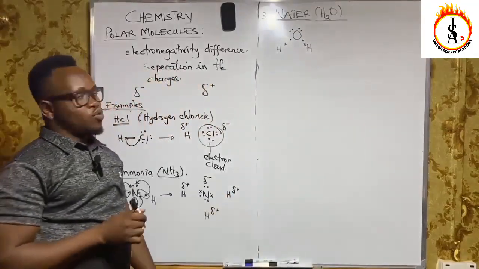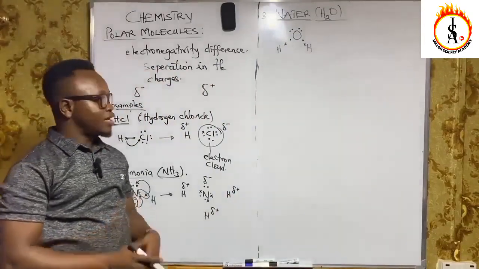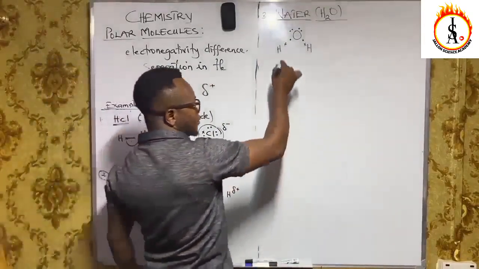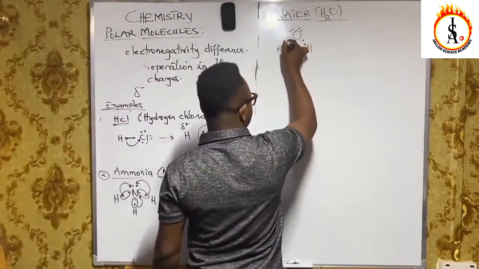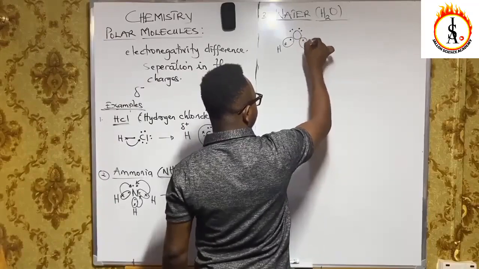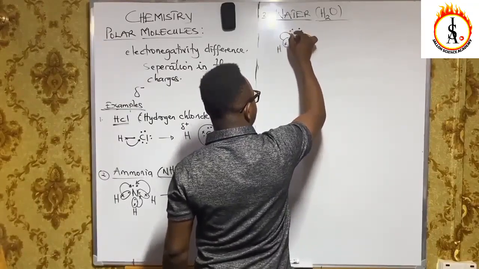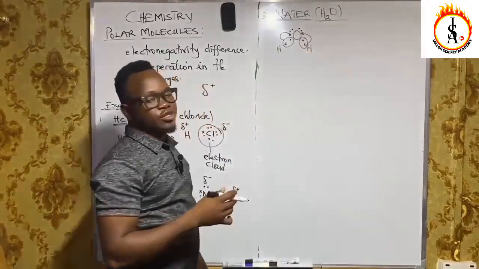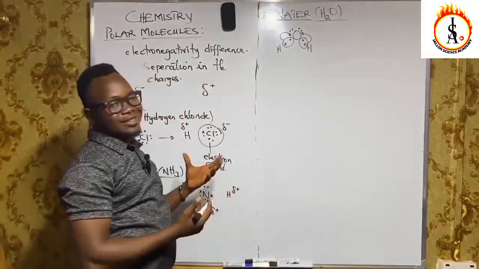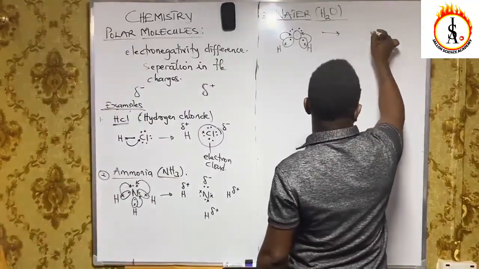So this is the water molecule, how it looks. In this situation, what happens here? This electron that is closer to the hydrogen in this bond, and this other electron closer to the hydrogen in this bond, are going to be shifted towards oxygen because oxygen is more electronegative than hydrogen.